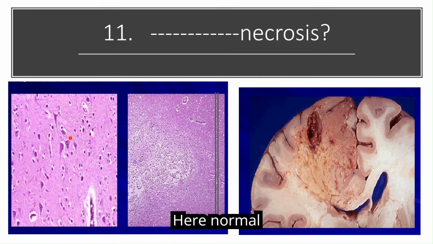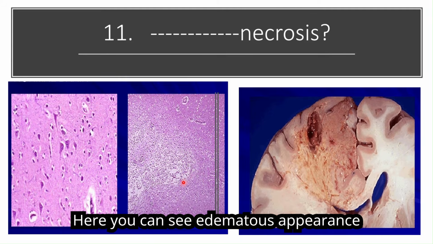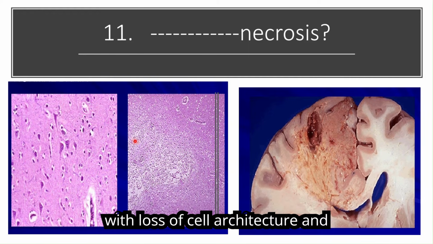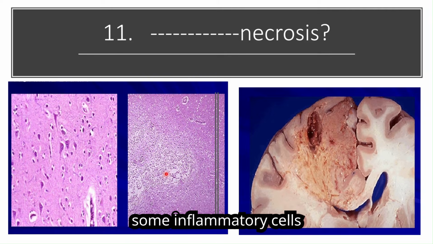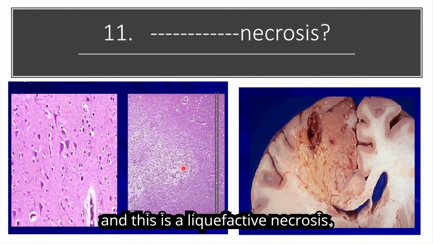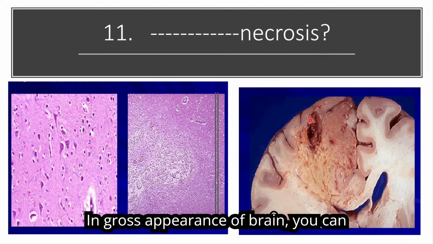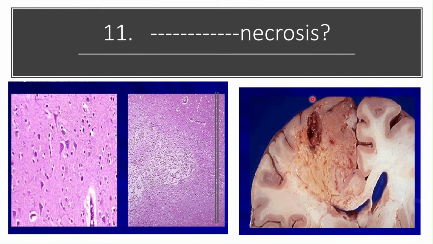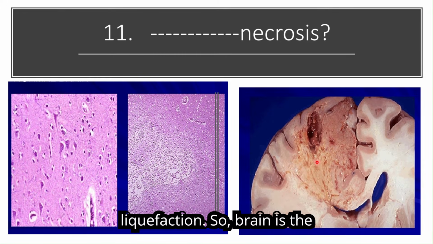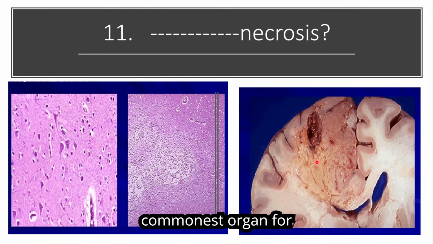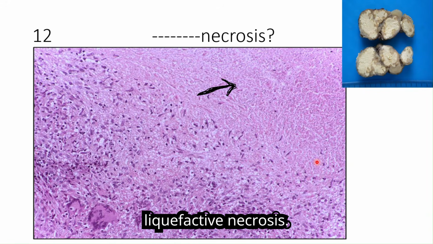Here, normal brain parenchyma. Here you can see edematous appearance with loss of cell architecture and some inflammatory cells, and this is a liquefactive necrosis. In gross appearance of brain, you can appreciate edematous area with necrotic area showing liquefaction. So, brain is the commonest organ for liquefactive necrosis.